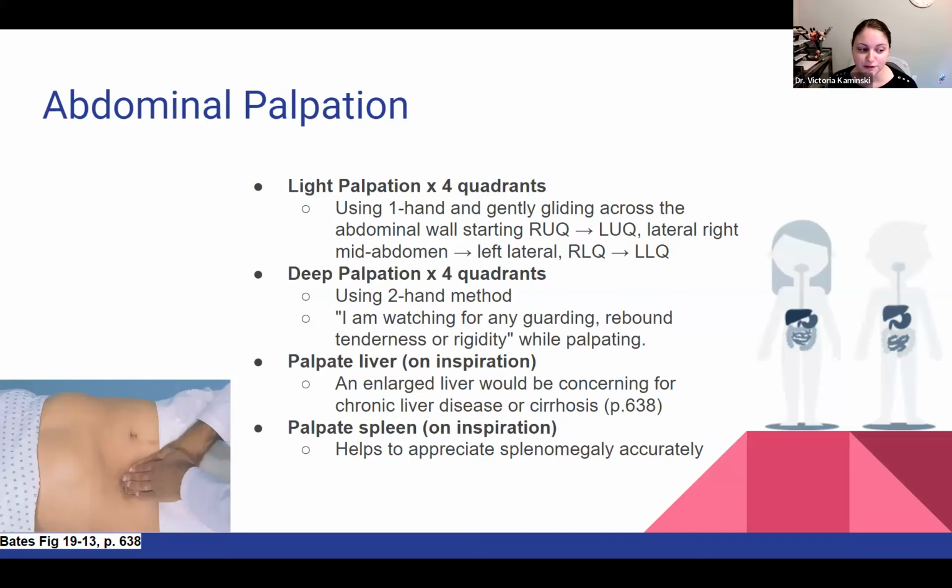And at that time, you're going to verbalize to us, I'm watching for any guarding, rebound tenderness, or rigidity while I'm palpating the patient's abdomen. You can again ask your patient if they're experiencing any pain or discomfort while you're doing this. Then you're going to palpate the liver on inspiration. So an enlarged liver would be concerning, again, for conditions like chronic liver disease or cirrhosis, and then palpating for the spleen on inspiration. So it does help to appreciate splenomegaly accurately. And so you should not feel the spleen in a normal exam.